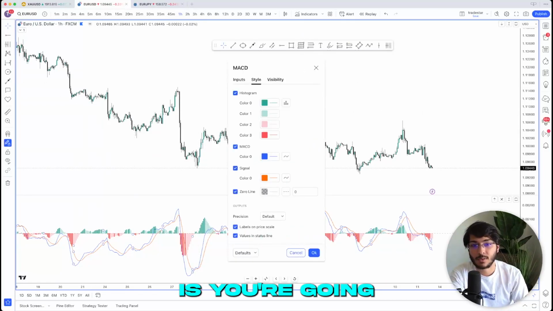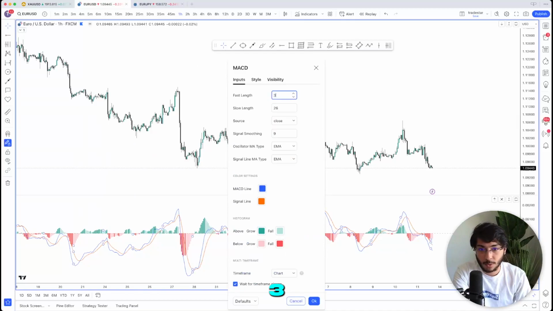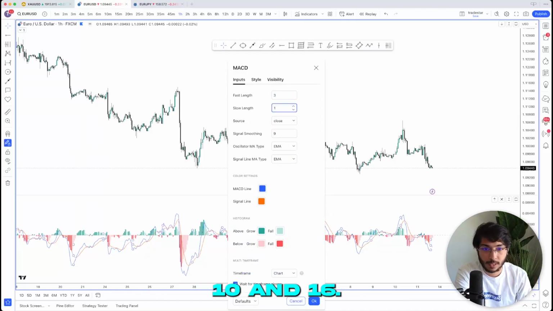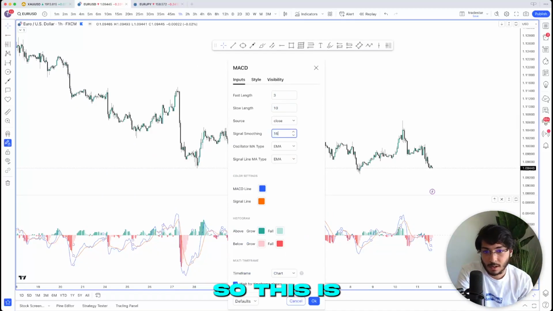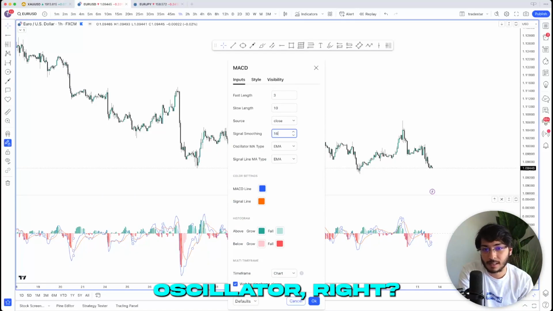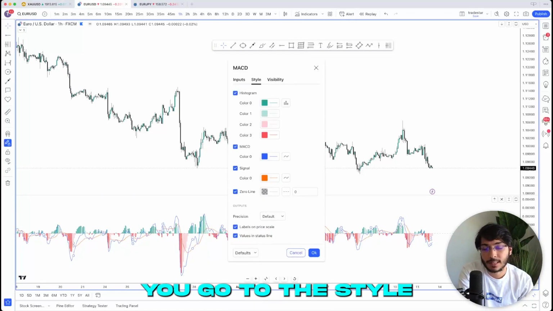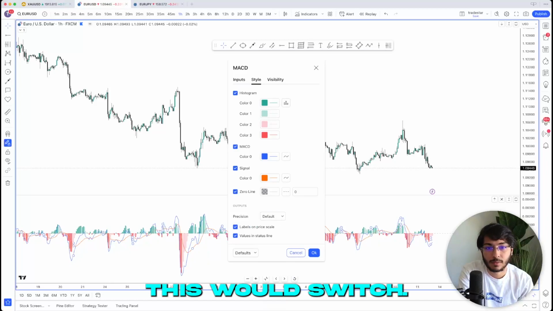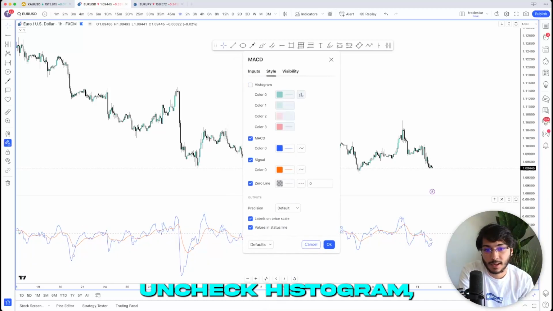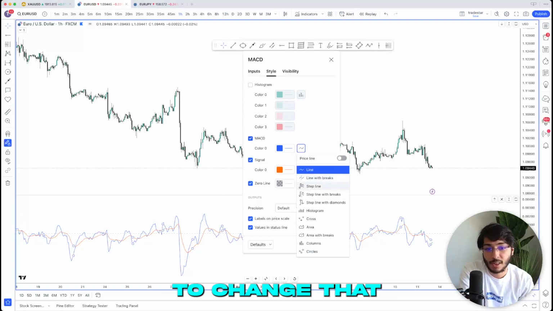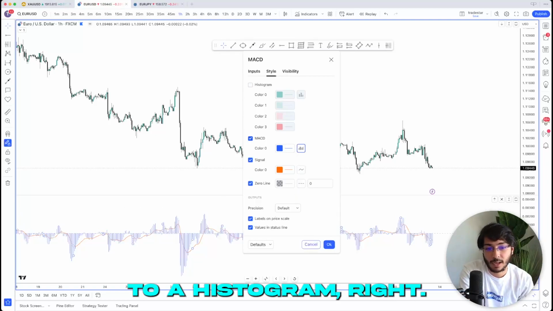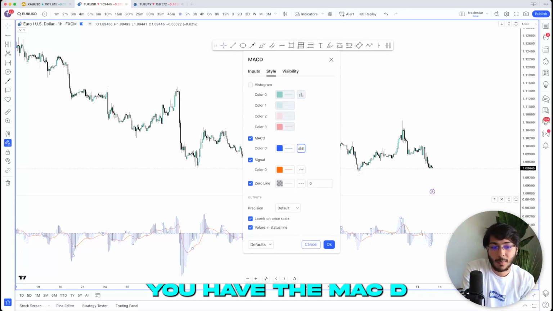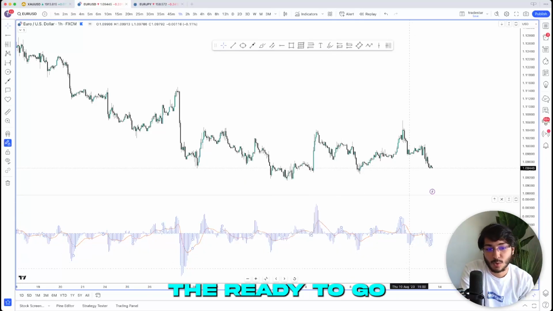The first thing you're going to do is come into inputs. You're going to do 3, 10, and 16. So this is the 3, 10, 16 oscillator, right? You go to the style, and from the style, you're going to uncheck histogram. You're going to come to the MACD, which is a line currently, and change that to a histogram, right? And then from there, you have the MACD ready to go.